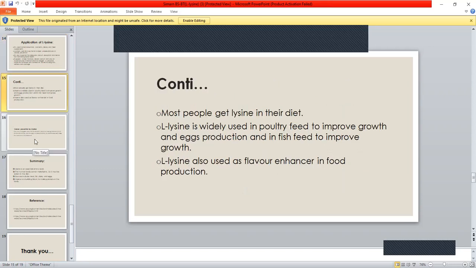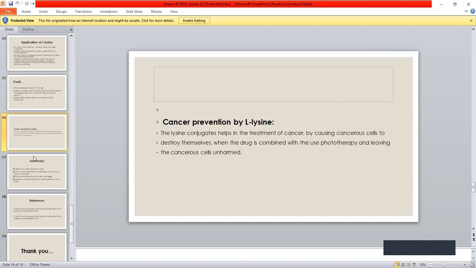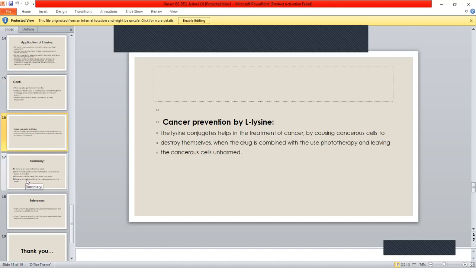Most people get lysine in their diet, like they eat meat, fish, egg, cheese, beans to get lysine. Lysine is used in poultry feed to improve growth and egg production, and in fish to improve growth. They are used for poultry farms and fishes to improve growth, eggs, etc. Lysine is also used as a flavor enhancer in food production.